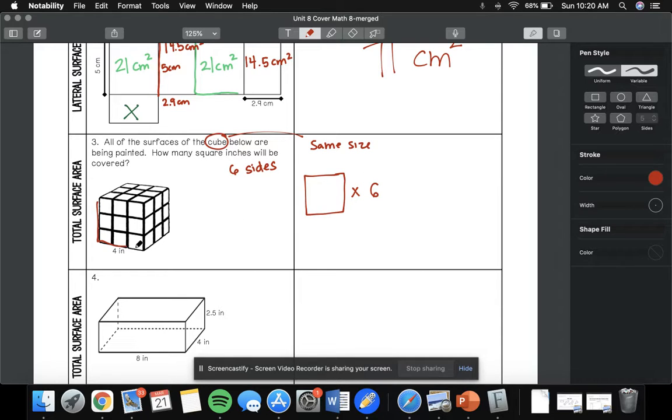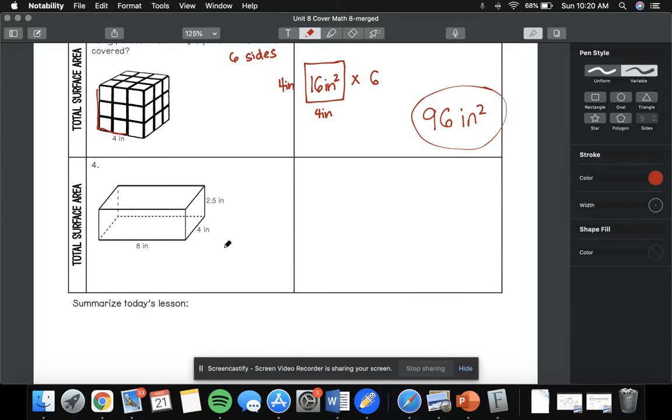Okay, so a cube, it says that it's 4 inches. Okay, a cube means that each side is the same. So a 4 by 4 would be 16 square inches. And if we have 6 of those, 16 times 6 would be 96 square inches needed to paint this cube.